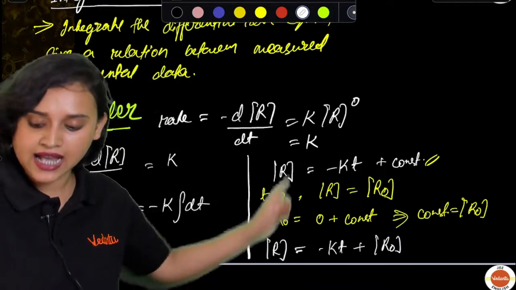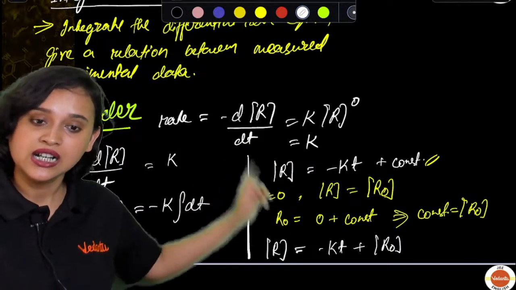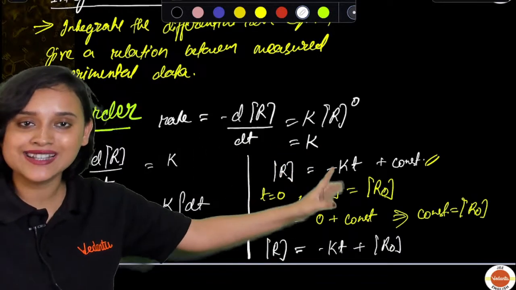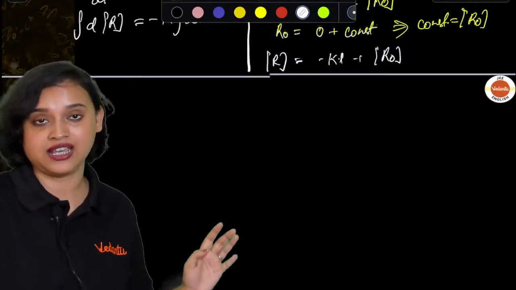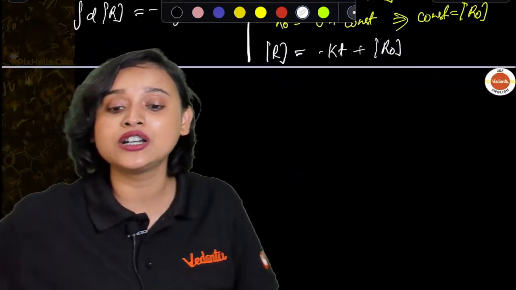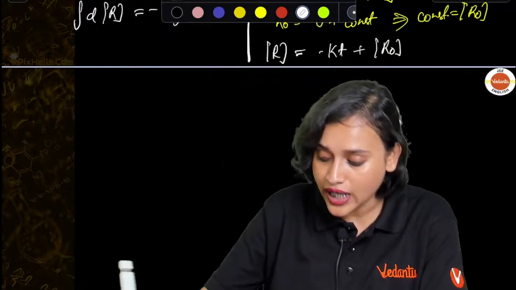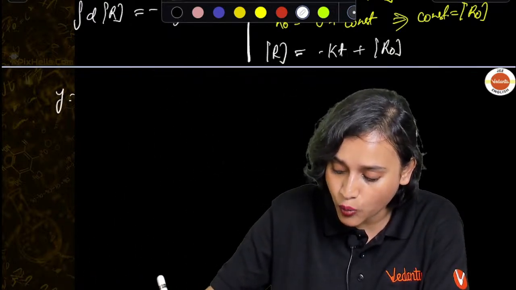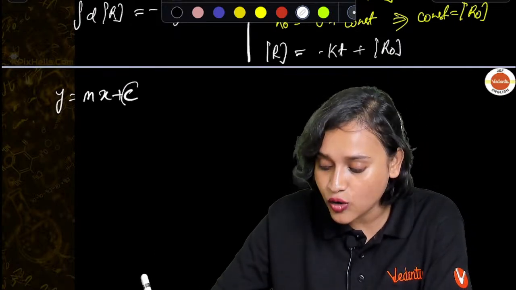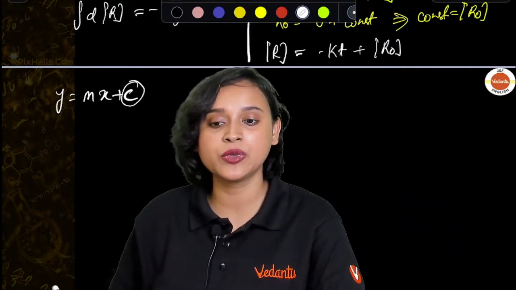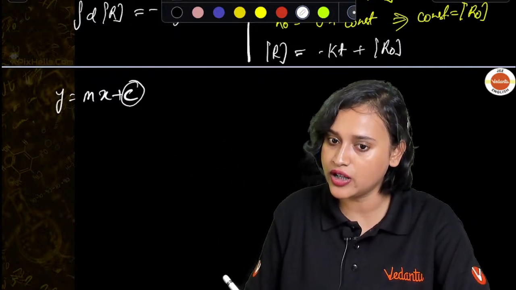So this is for zero order. Capital R is equal to minus Kt plus R naught. Am I getting this? Very good. If I compare this with y equals mx plus c, everyone, c is going to be what, guys? C is going to be my intercept, right? Compare this, what will you be getting?